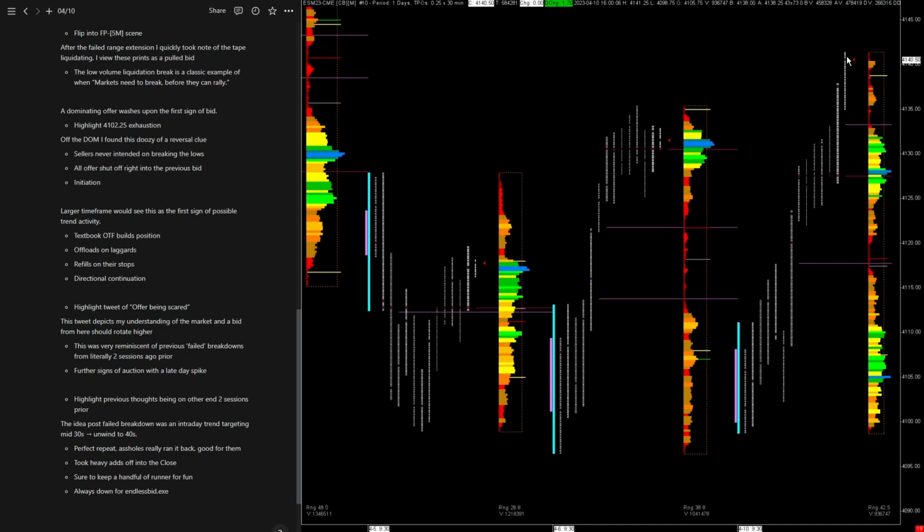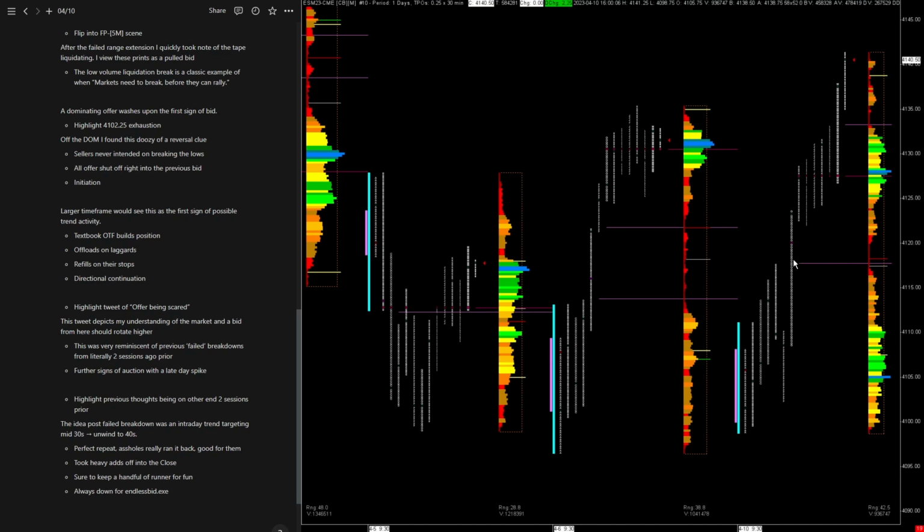Textbook: other time frame player builds a position, offloads on the laggards, refills on their stops, and then a directional continuation. And that idea was actually seen on Thursday, the day before the holidays. Thursday, we had similar tape, and this pushed into the lows, but failed to continue. I gave it a chance all the way up to the 16s, where I ended up getting stopped out. I made this comment that the seller was out of the market, and the information that you learn from a previous session is often carried into the next.